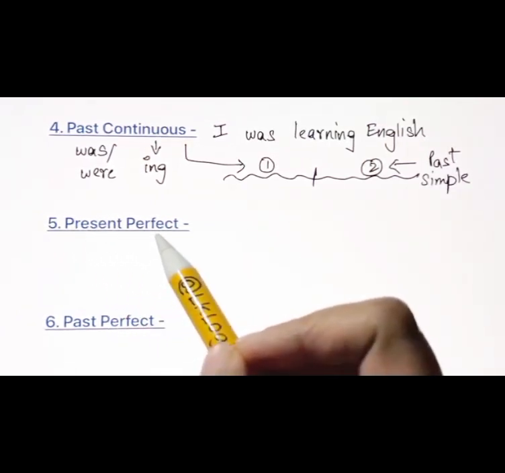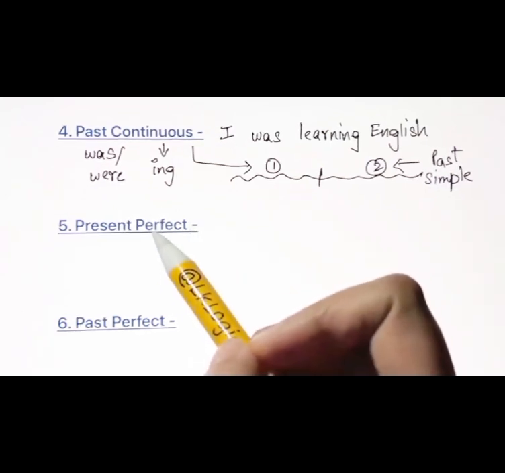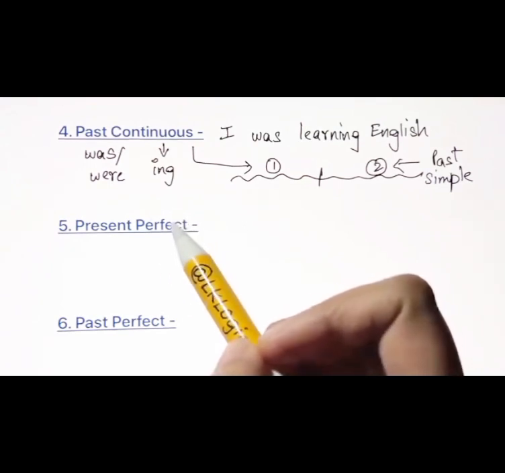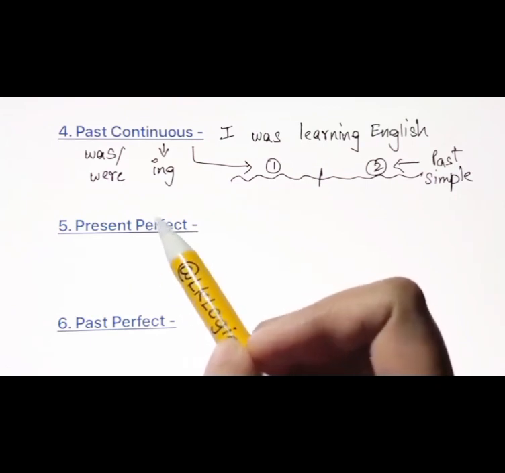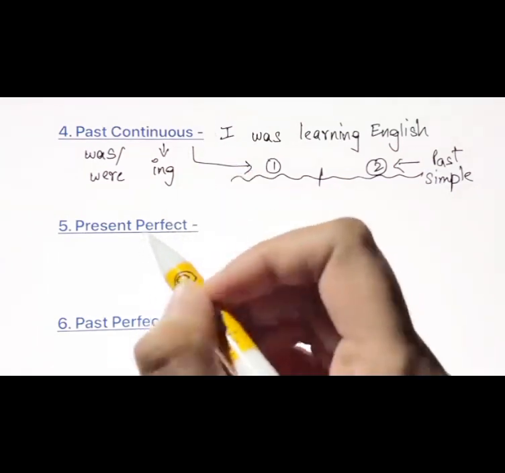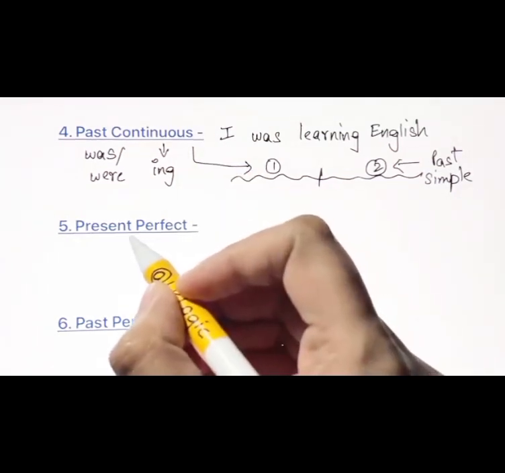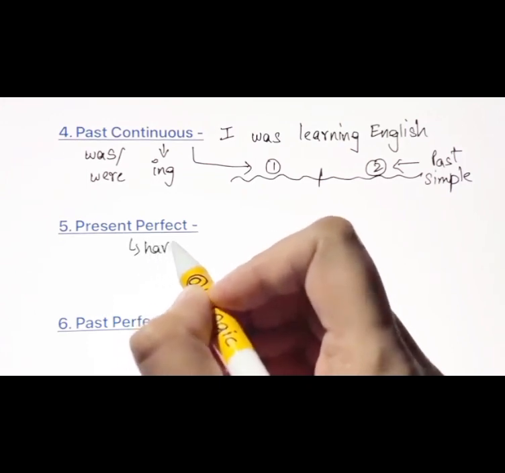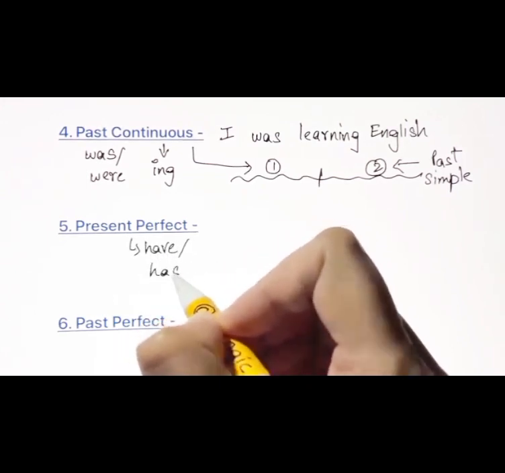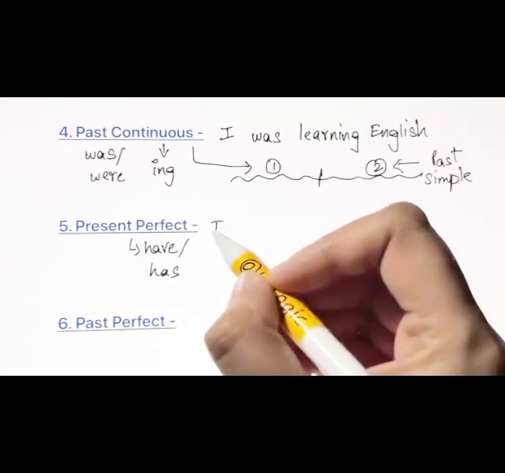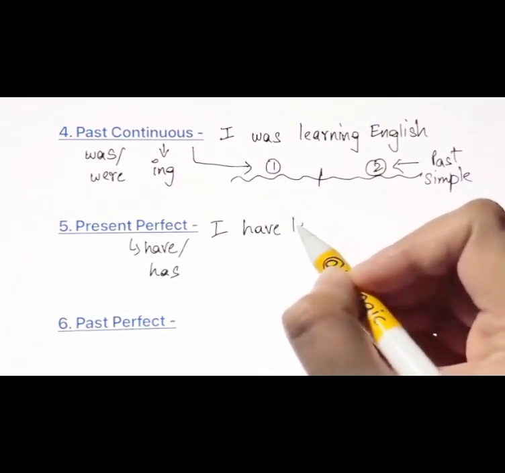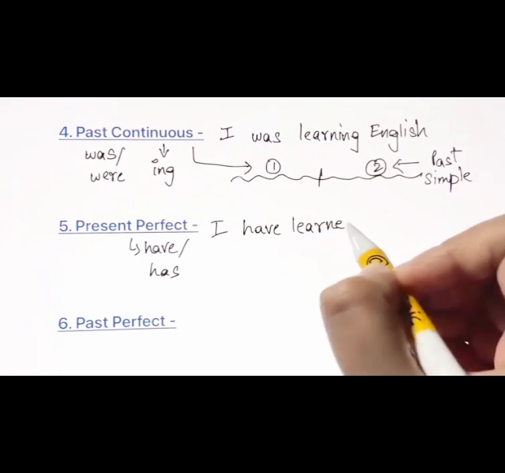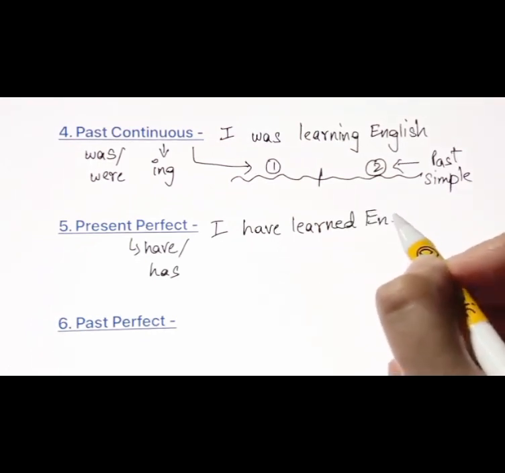What's present perfect? What do you mean by perfect? In general, the meaning of perfect is completely done, right? Something which is completely done. Perfect in the sense, it's perfectly done. When you're talking about perfect, we always use have or has. So what will our sentence be? You have to add have or has. Alright, I have learned English. Easy.